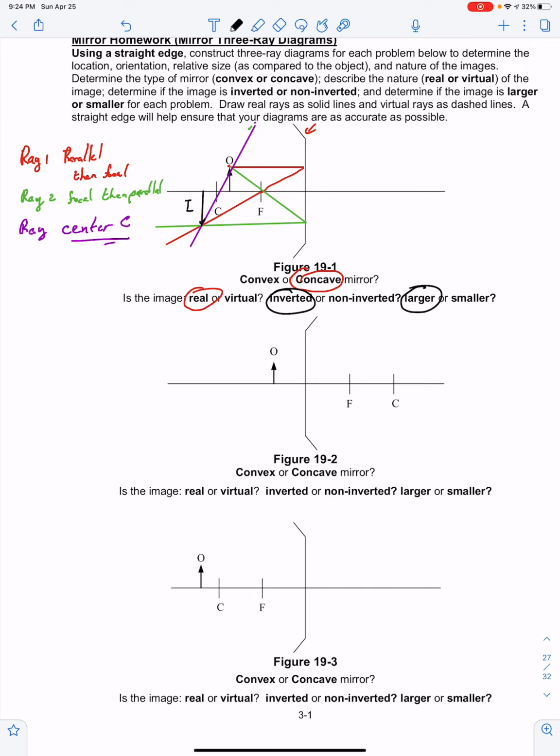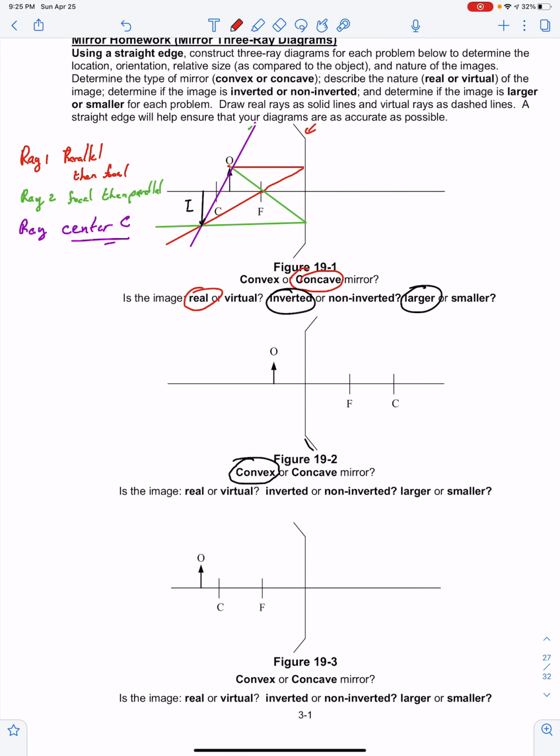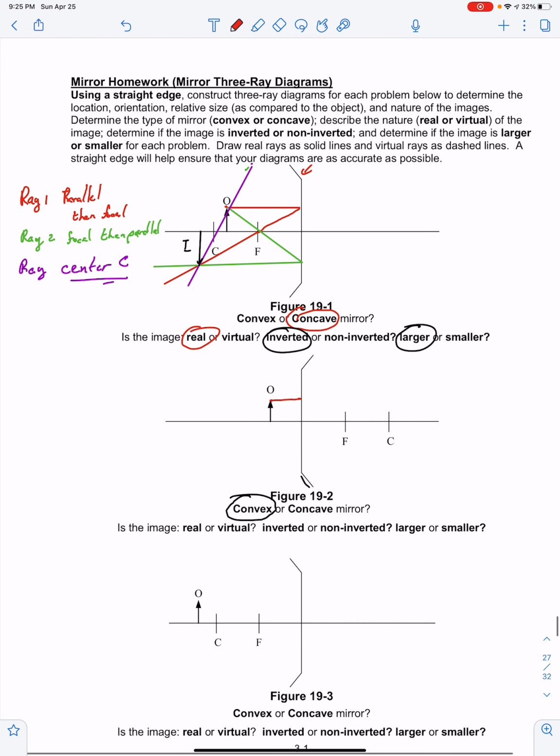This one is a little bit different. Notice the mirror. This one is going away from the object, meaning it is a convex mirror. So we circle it. It is a convex mirror, and we start doing our awesome rays. Okay, so let's start with the first ray. It says go from the parallel, and right from the parallel, we're going straight to the focal point.